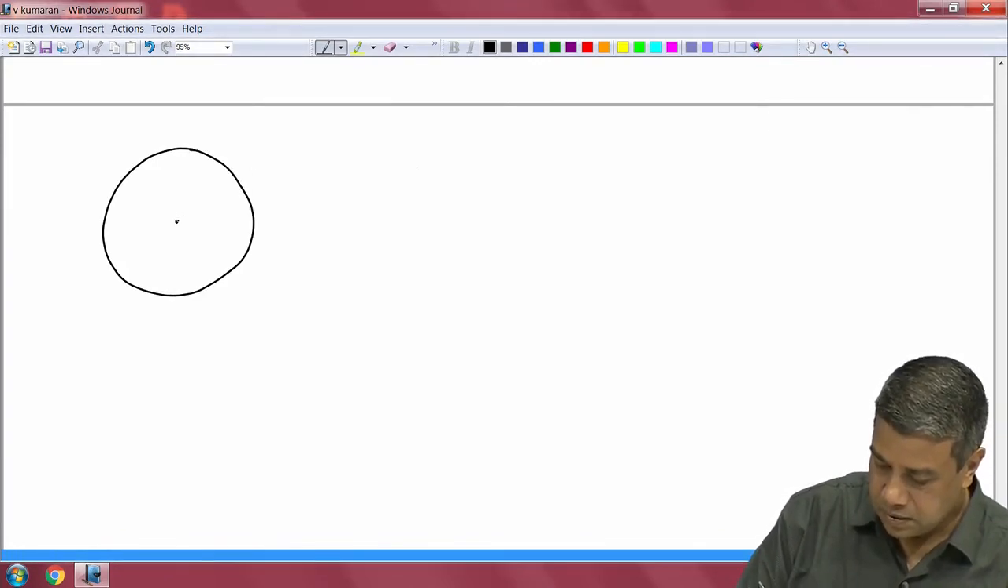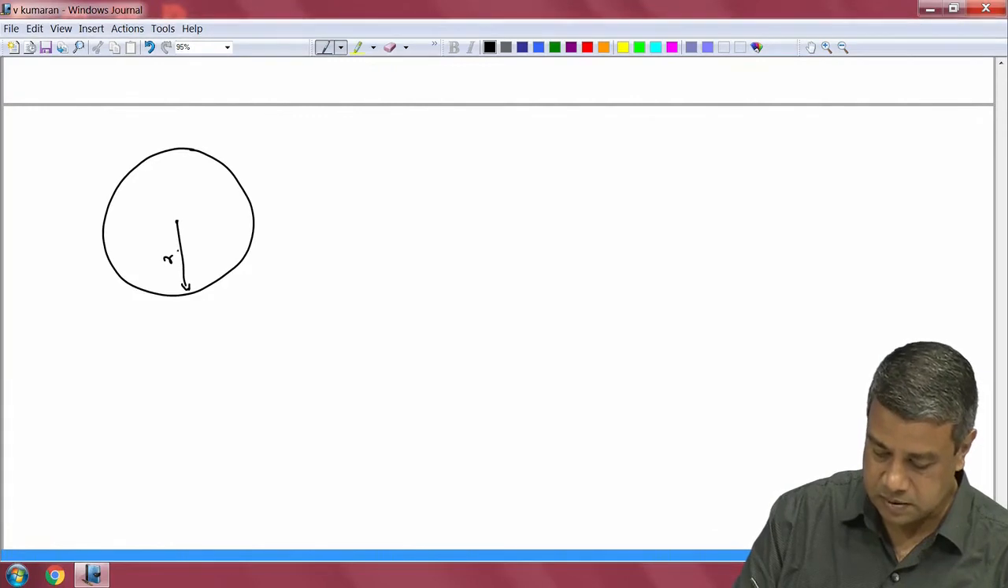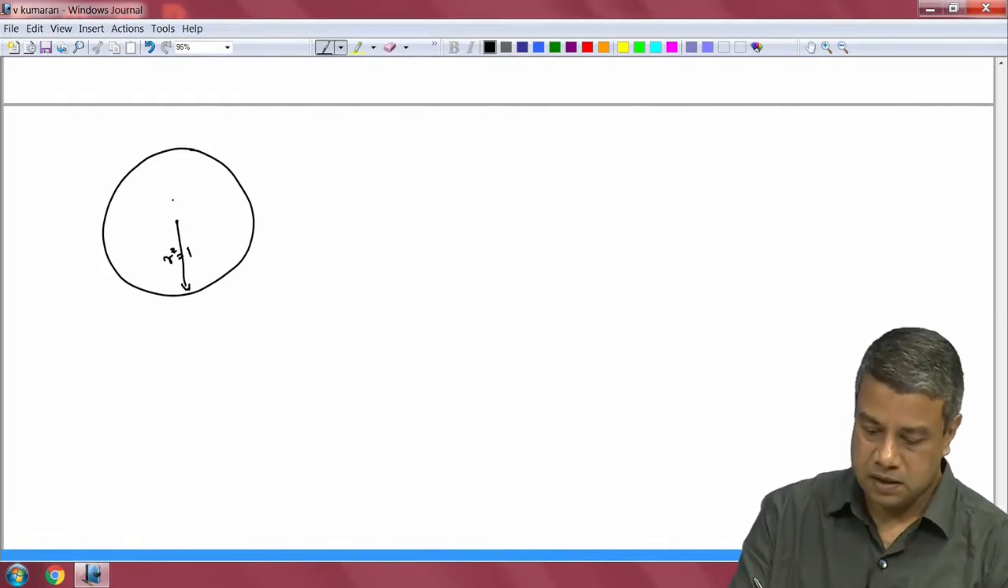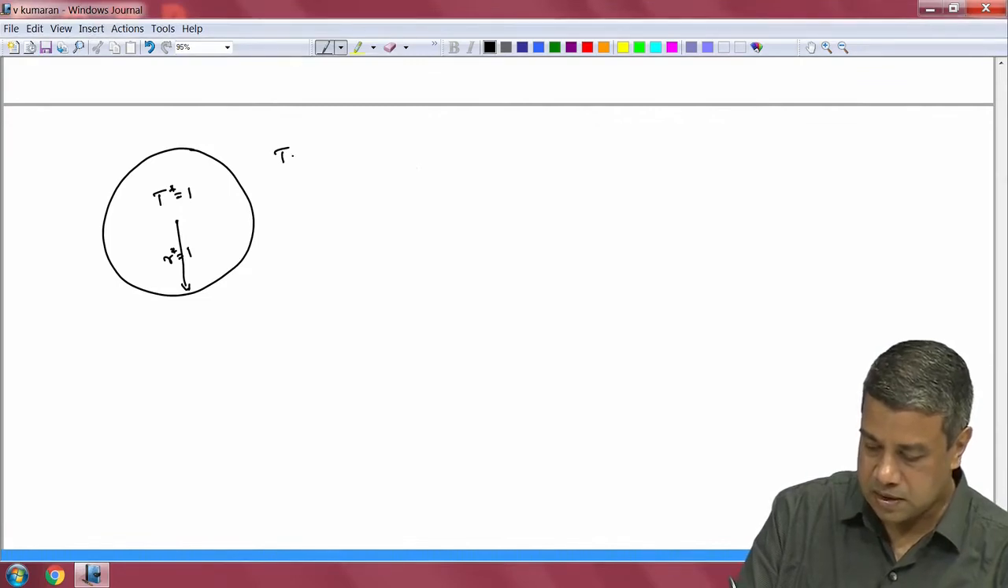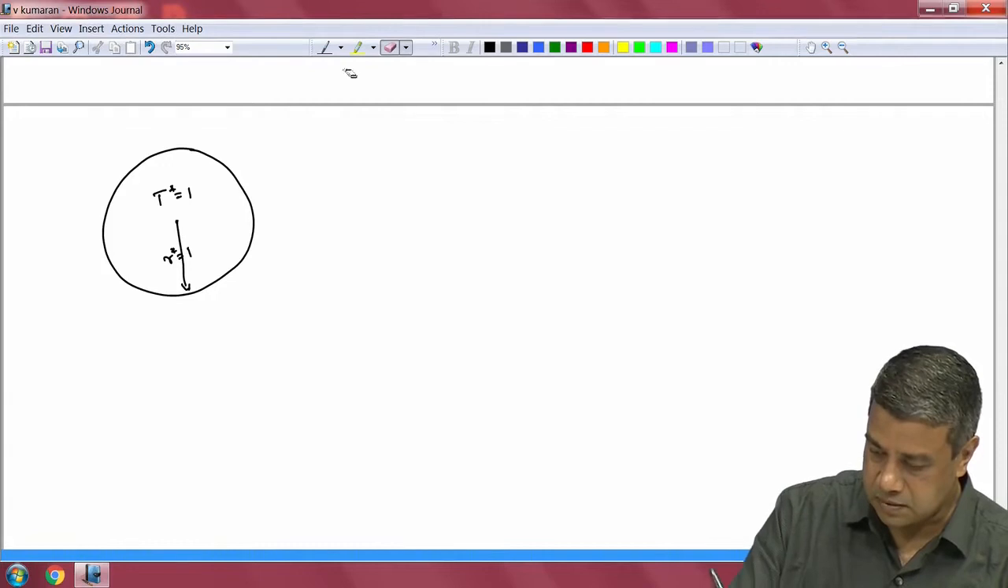Okay. I have a cylinder, and in scaled coordinates the radius is 1. And I want to find out what is the temperature profile. This temperature initially was T star is equal to 1. It was immersed in a fluid with temperature T star is equal to 0.